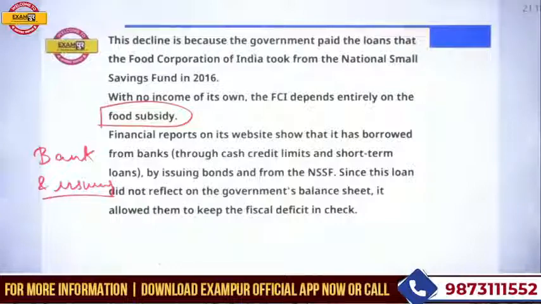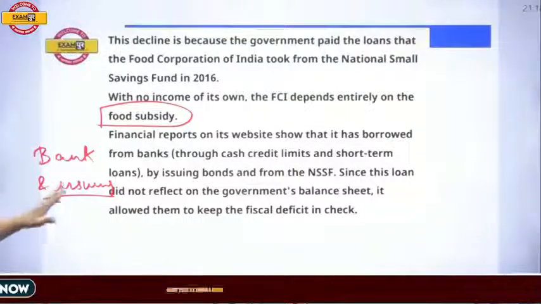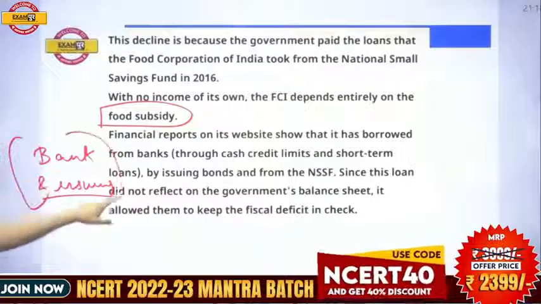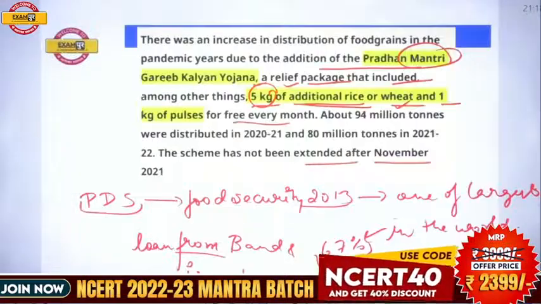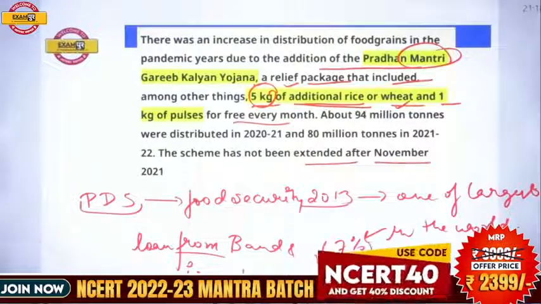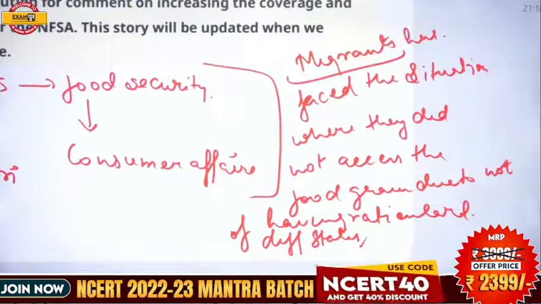Financial reports, websites and credit limits are given. This is related to the point that if we do not have access to money, we can take help from the bank and by issuing bonds. So this is all set.